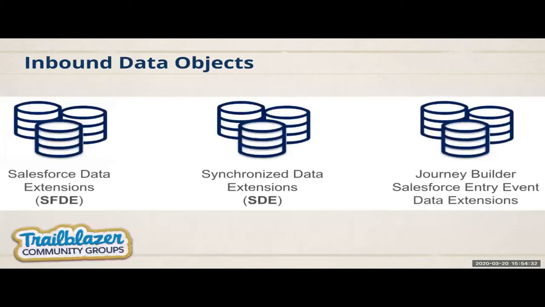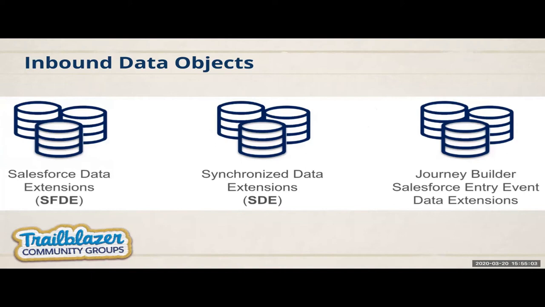Now, inbound data objects are about when the data comes in from CRM to Marketing Cloud. Where do we keep this data? There are three things you need to know. One is a Salesforce data extension. For people who do not know, a data extension is nothing but a SQL table. In Marketing Cloud, the data storage similar to a SQL table is called a data extension.